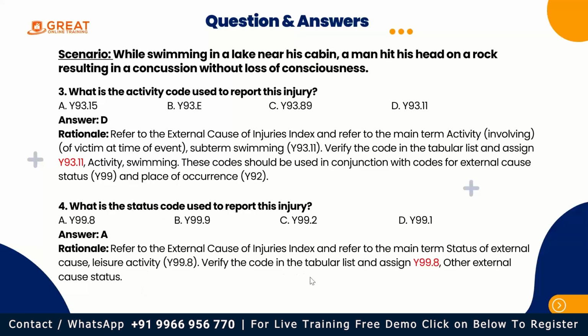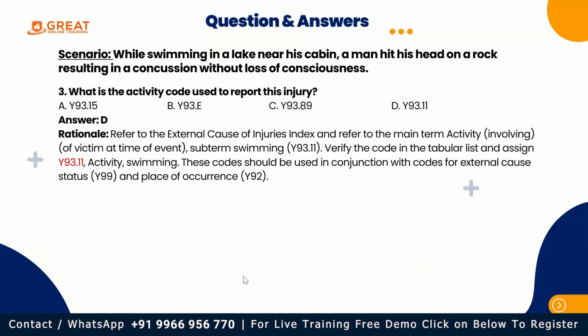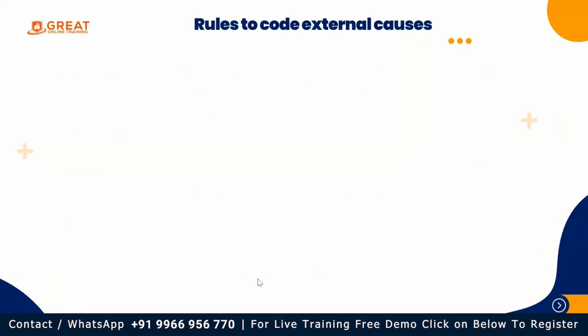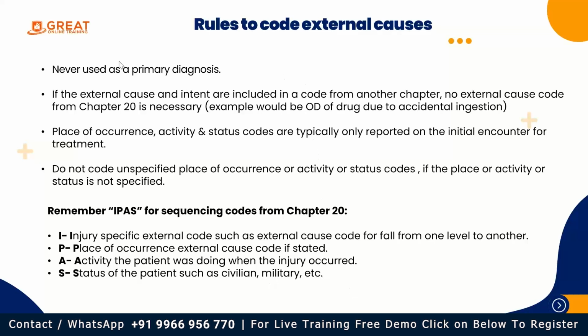This is how you have to select place of occurrence, activity code, and status codes. And remember this previous slide. This is very important in all the sessions. I will go through this again.